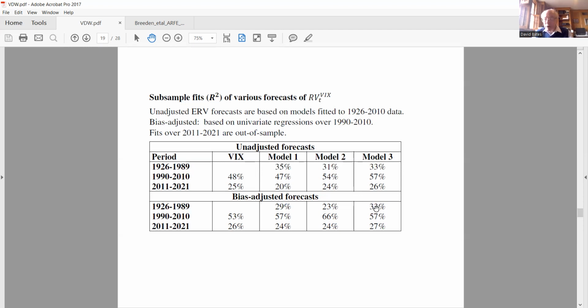So it's also doing well when backfitting the data for 1926 to 1989. And then out of sample, everything's doing about the same, VIX and all the others over the post sample, and that's true here as well. Post sample on an unadjusted basis, model 3 is again the best.